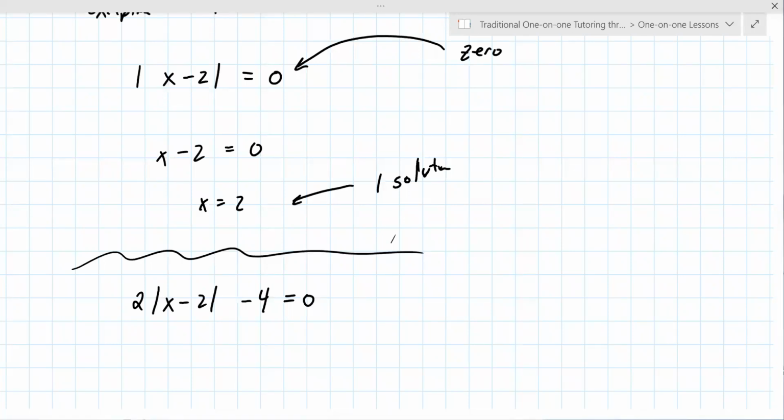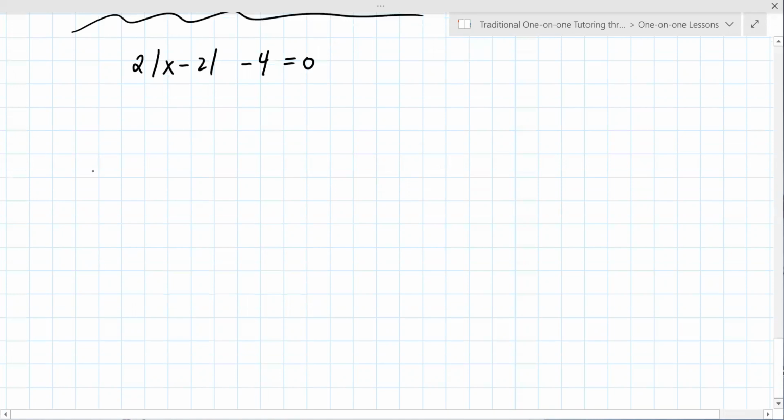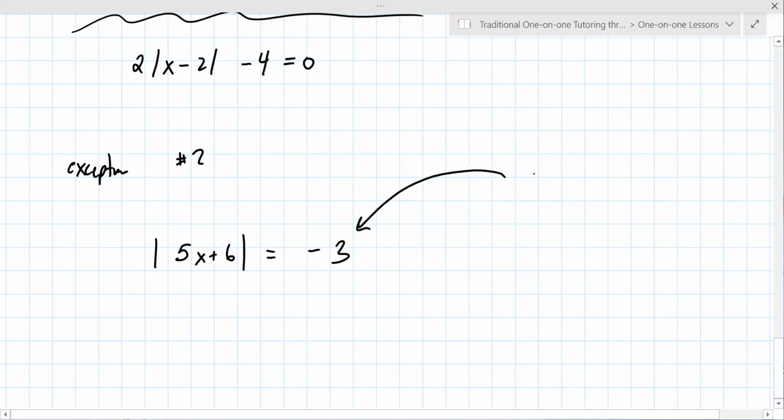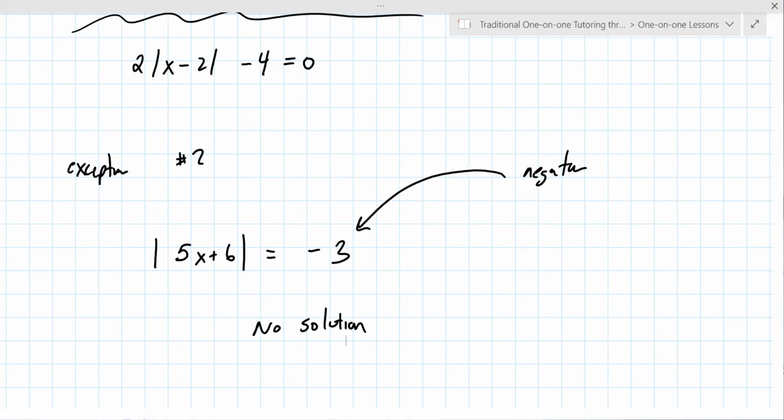Okay. All right, now exception number 2. Exception number 2 is, I tell you, absolute value of 5x plus 6 equals negative 3. So when there is a negative number on the outside equals a number, this has no solution. It could be no solution.